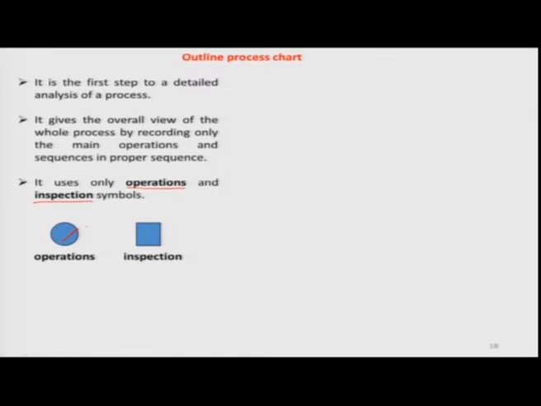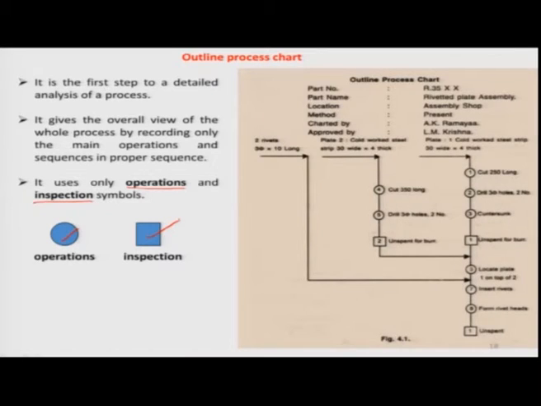So, this symbol is for operation and this is for inspection. Here I am explaining using one example. This is an outline process chart made in some industry. Here you can see each word has some significance. Part number is for recognition purposes, for which part you are making this chart. Part name is riveted plate assembly, location where it has been done is the assembly shop, then the method used, charted by the working personnel who made this chart, and who has approved it.